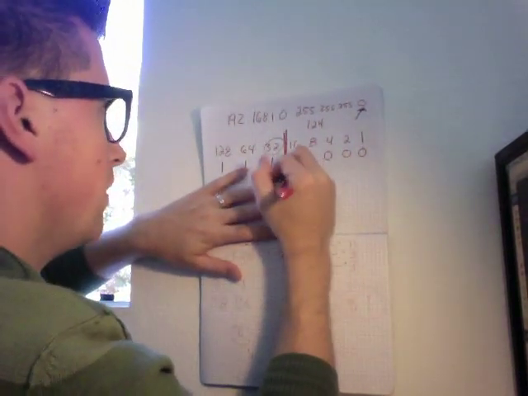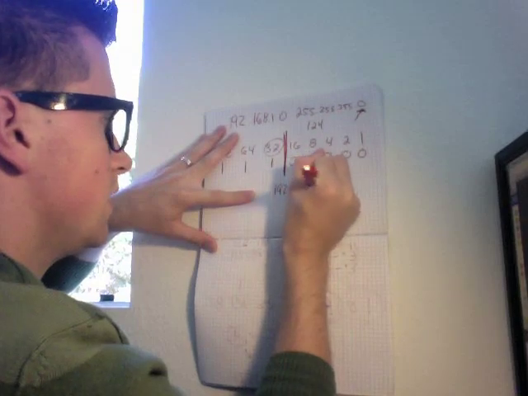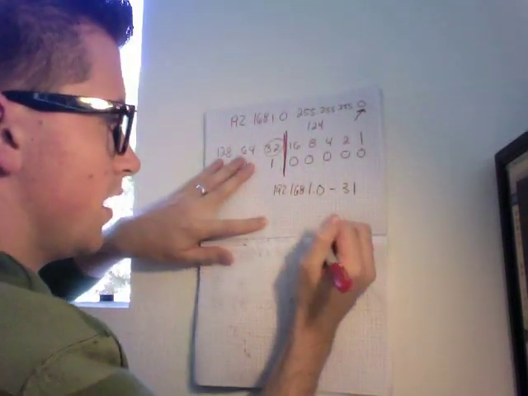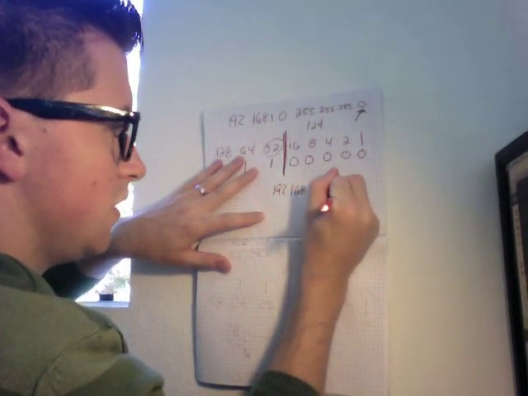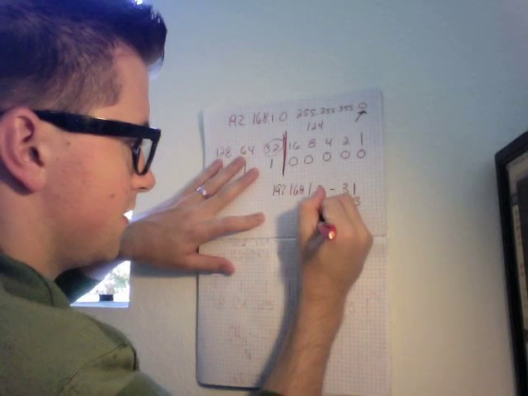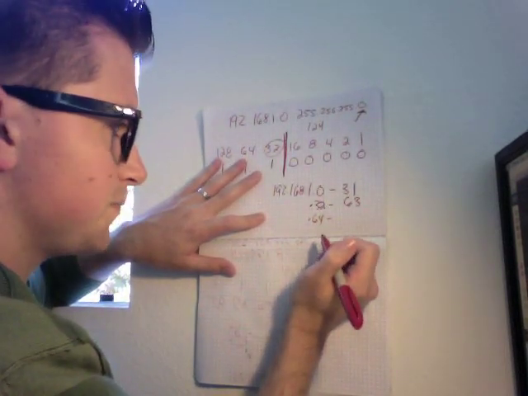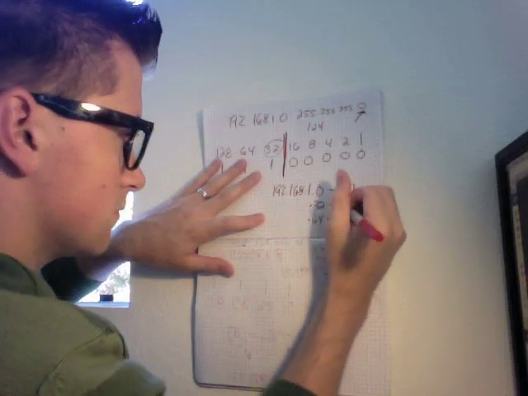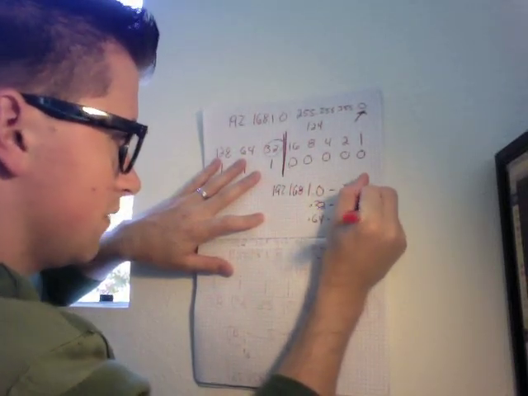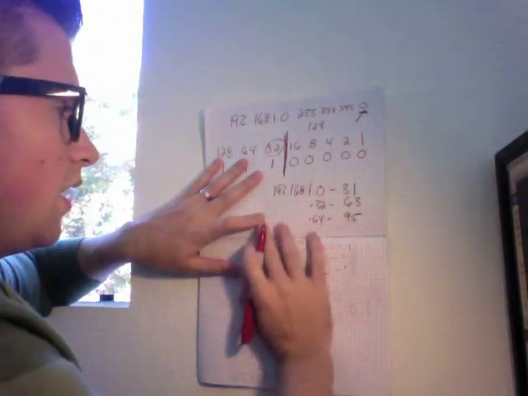We have 192.168.1.0 to 31. And then we have .32 all the way to 63, and we have 64 all the way to 95, okay, because the next one would be 96.